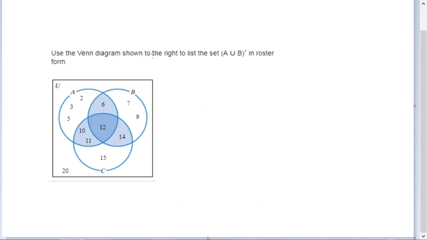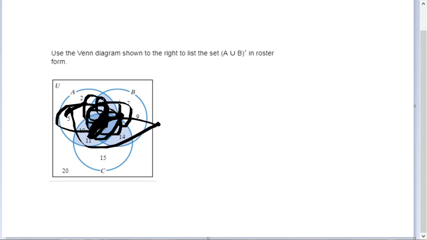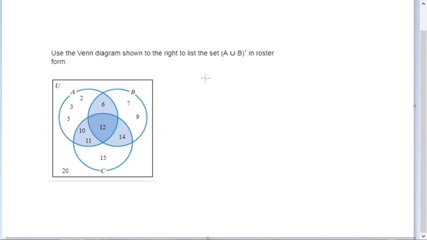Using the Venn diagram shown, list the set that is A union with B's complement in roster form. A union with B would be basically everything inside here, all of A and all of B. Its complement would be outside, so 15 and 20. So the set would be like this, 15 and 20.